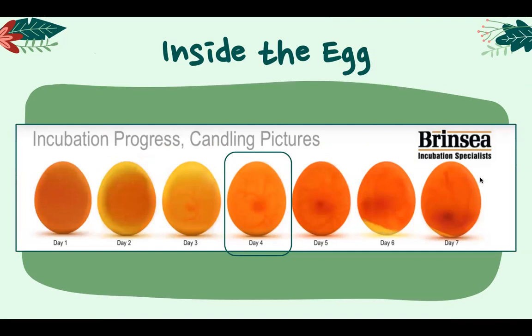All right, so once again, today is day 4. If we were to candle right now and shine a bright flashlight, we would be right here, day 4, okay? And then over the weekend, day 5, day 6, it's still growing. And then by day 7 next week, we're going to be able to see a tiny little baby chick in there. And that is going to be super exciting to see.